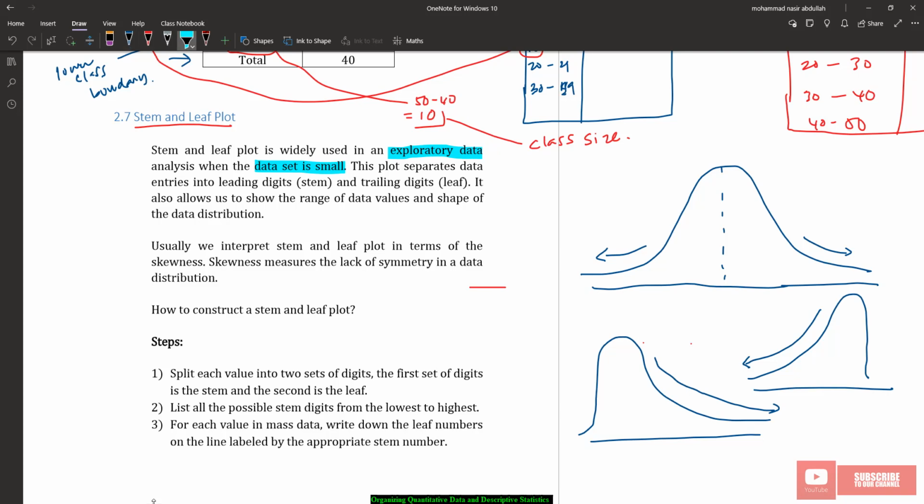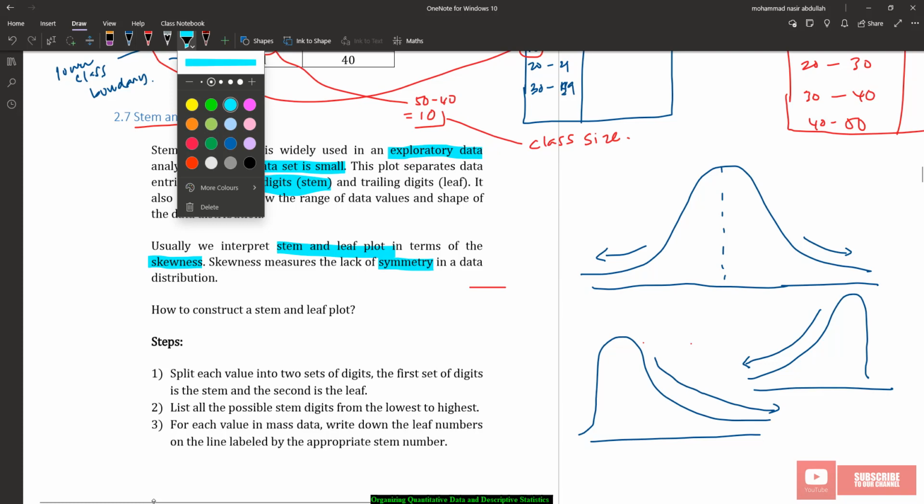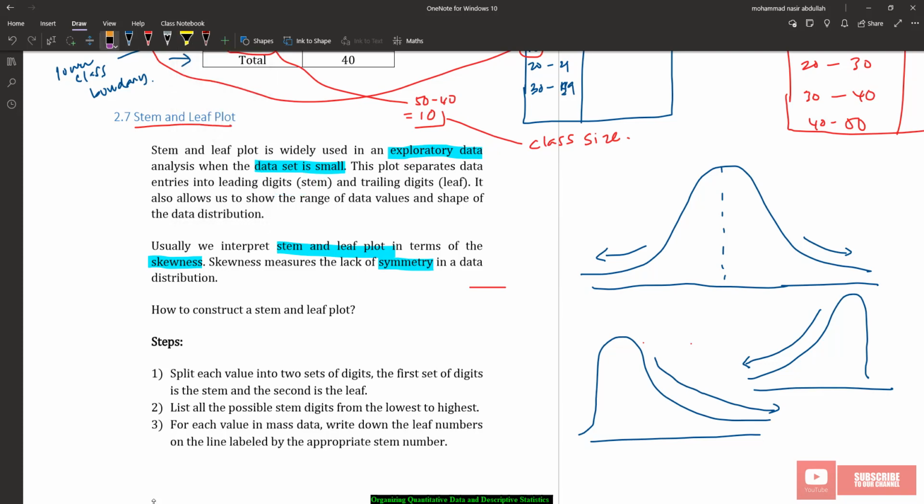Here it is already stated. Usually we interpret the stem and leaf plot in terms of skewness. Skewness measures the lack of symmetry in the data distribution, whether it's a normal distribution or a skewed distribution, skewed to the left or skewed to the right. This plot separates data into leading digits, which we call the stem, and trailing digits, which we call the leaf. It also allows us to show the range of data values and the shape of the data distribution.